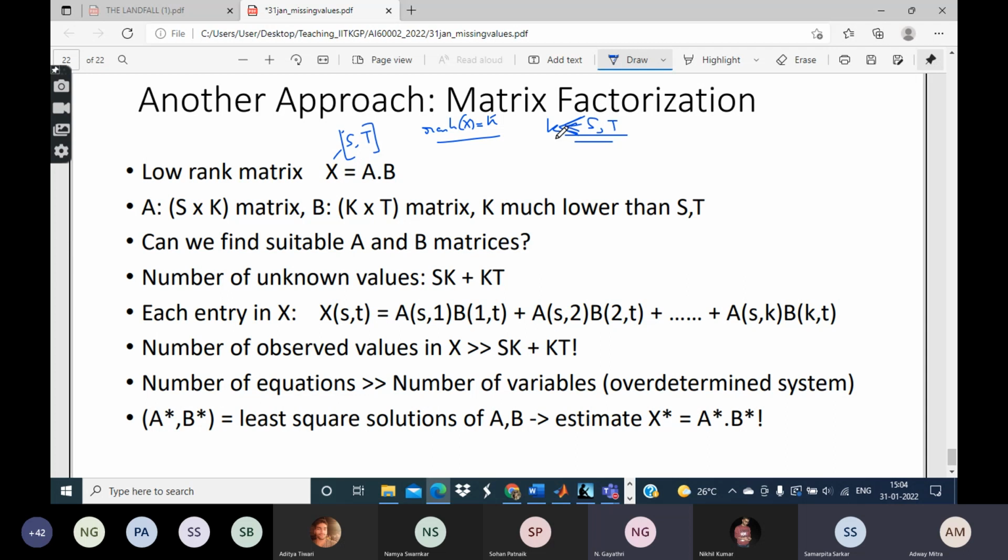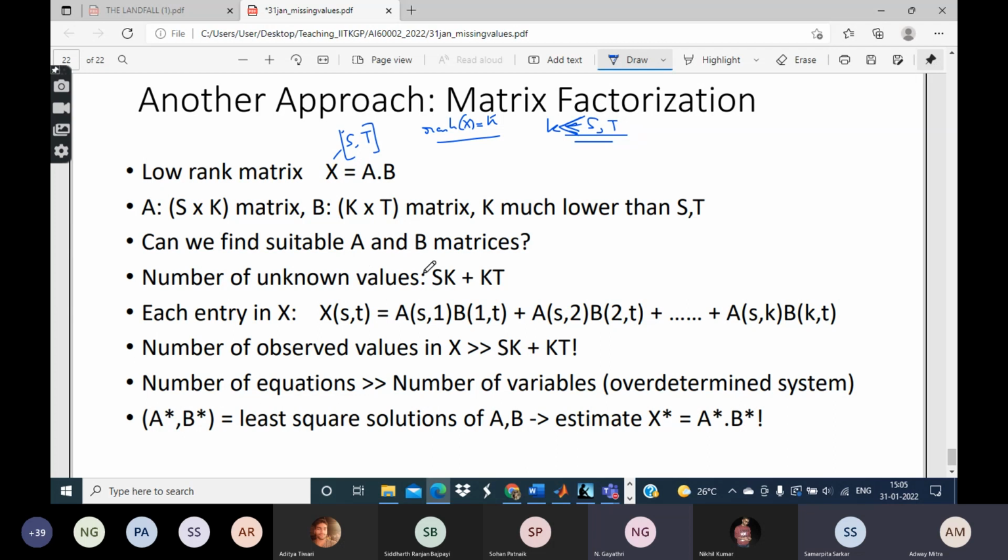If that is true, then it is possible to decompose X as a product of two matrices A and B, where A is S cross K and B is K cross T. You can just verify yourself that, according to the rules of matrix multiplication, this is fine, that you can do this kind of decomposition. Now the question is how to find matrices A and B.